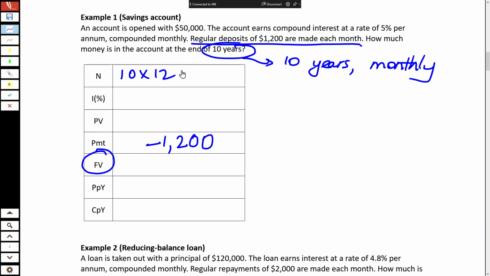Wouldn't it just be 120? Yeah. But once you have a different number of years, like say 25 years, if you don't know what 25 times 12 is, the calculator can do it for you.